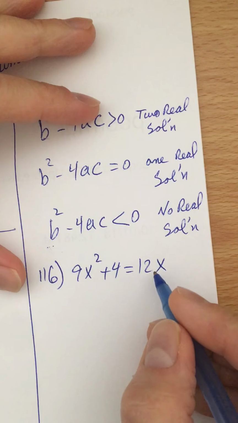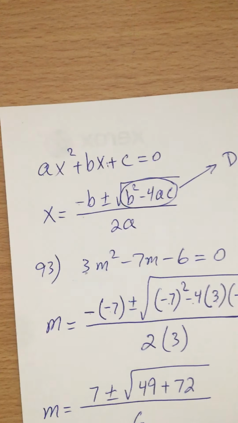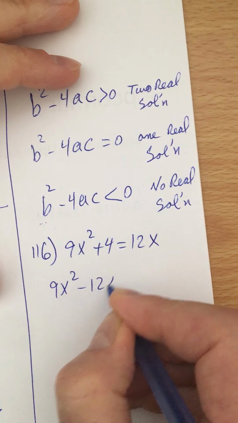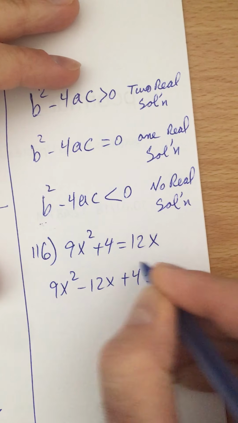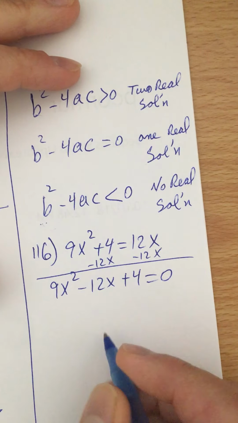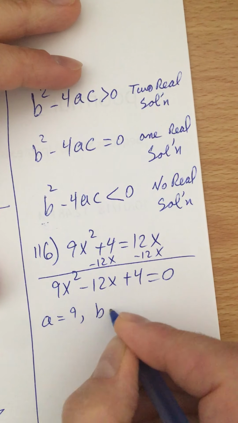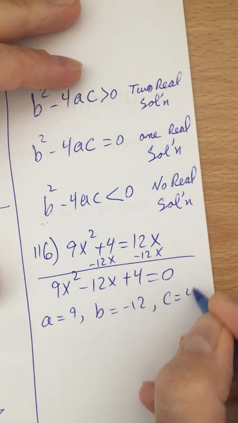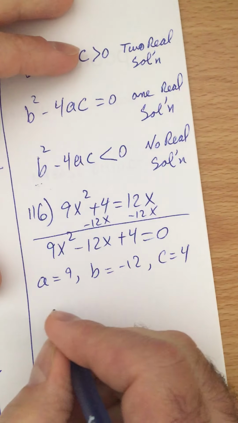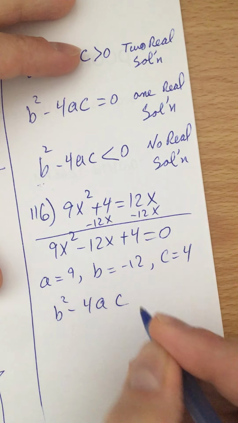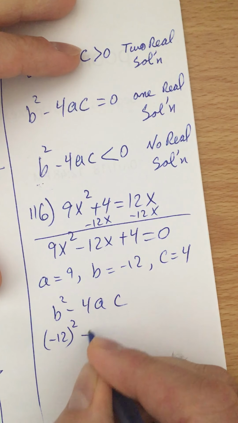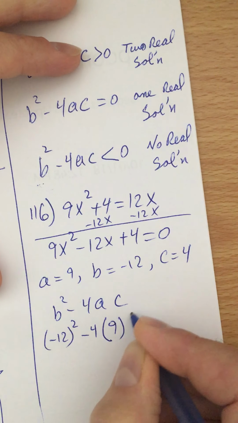Okay. So first, you want to put the equation in standard form. So 9x squared minus 12x plus 4 equals 0. So you subtract 12x from both sides. Okay, what's your A? 9. What's your B? Negative 12. What's your C? 4. It's not asking you to solve the equation. Just get the discriminant. So the discriminant is b squared minus 4ac. So b is negative 12, square it, minus 4 times a, which is 9, times c, which is 4.